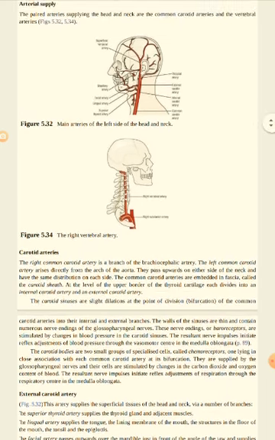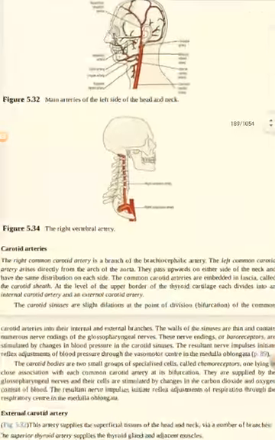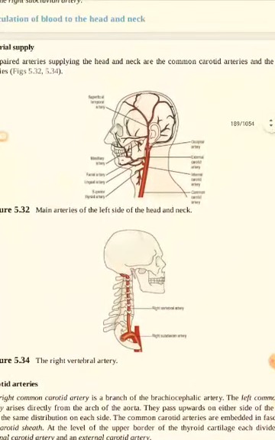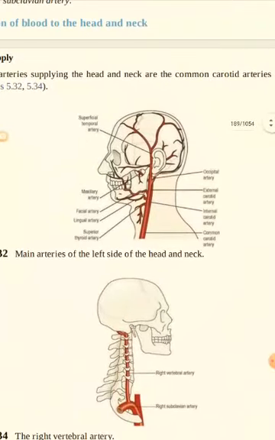Now we will discuss in detail the branches of the carotid arteries. So as we discussed, these carotid arteries divide into an external branch and an internal branch. The external carotid artery divides into various branches as shown in this figure, that is superior thyroid artery, which supplies the thyroid region. Then we have lingual artery, which is also a branch of external carotid artery. It supplies various regions of the tongue.